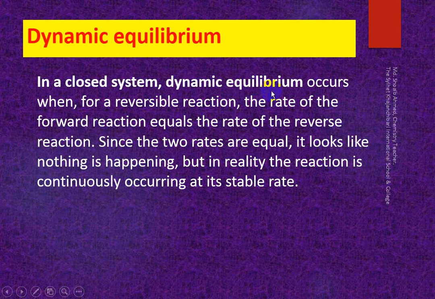Dynamic equilibrium occurs when, for a reversible reaction, the rate of the forward reaction is equal to the rate of the reverse reaction. You can see it looks like nothing is happening, but in a dynamic equilibrium the reaction is still continuously occurring at its stable rate.